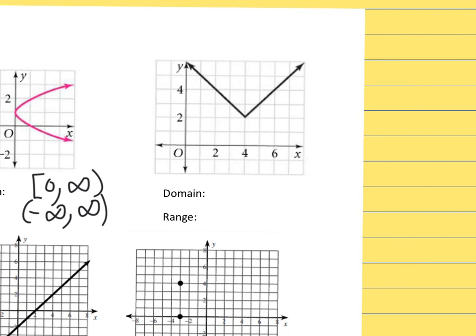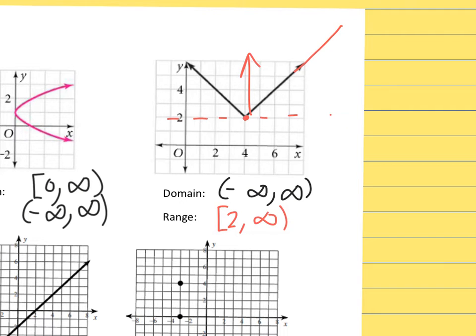Okay, the domain for the next one, remember domain, look left and right. It keeps going infinitely to the left, and it keeps going infinitely to the right. So that is going to be negative infinity to infinity. And then the range, it doesn't start until this point right here. So the first y value is starting at 2. And it's going infinitely up because this is going infinitely up. So it's starting at 2 and going to infinity.